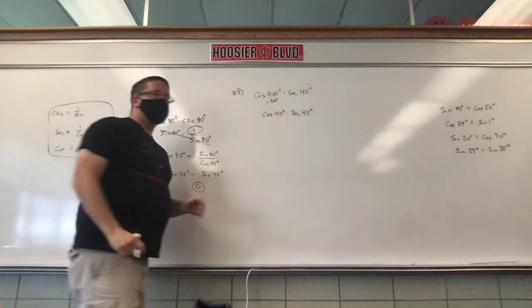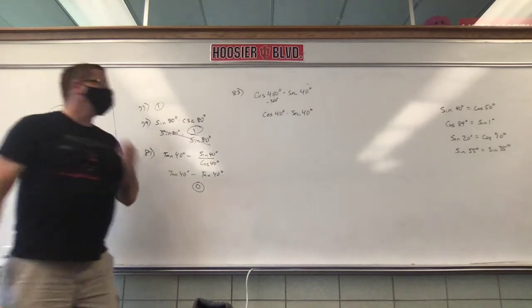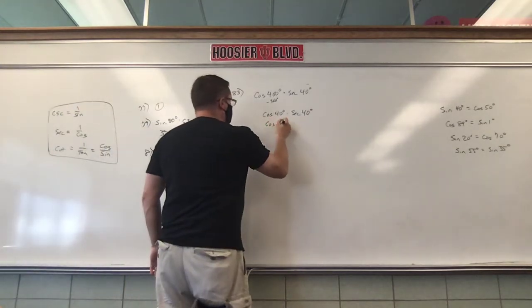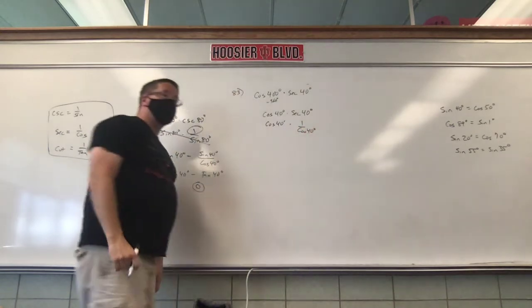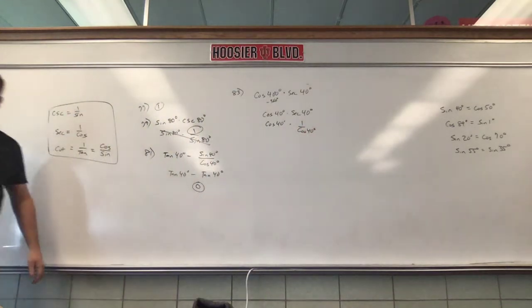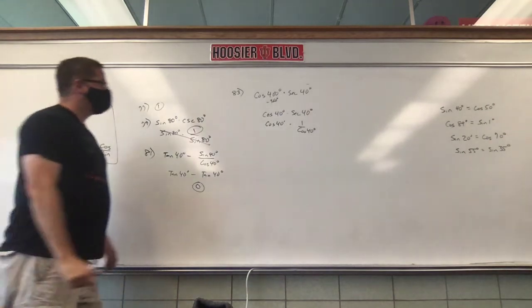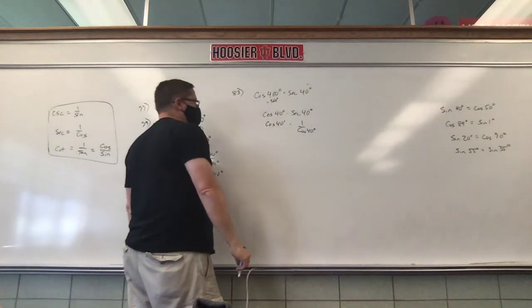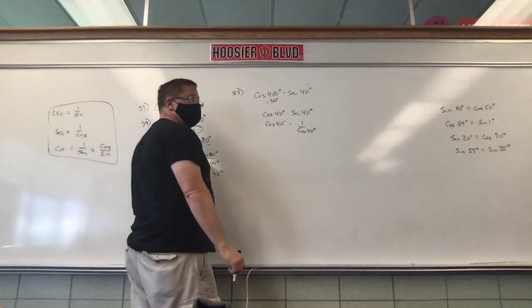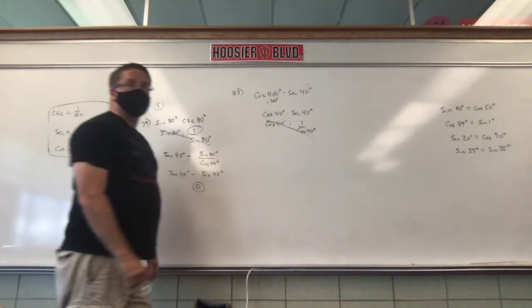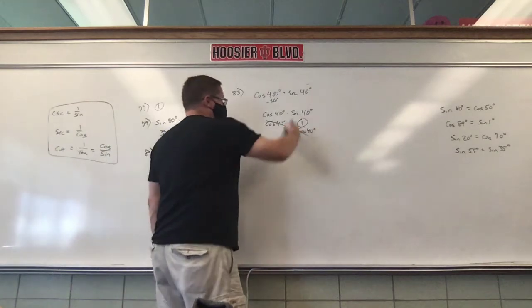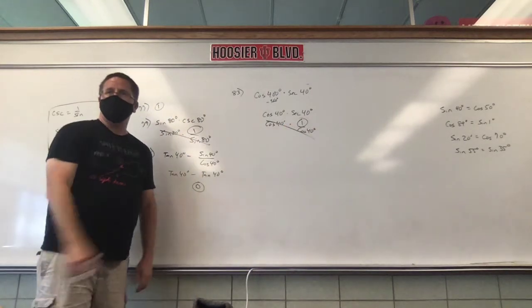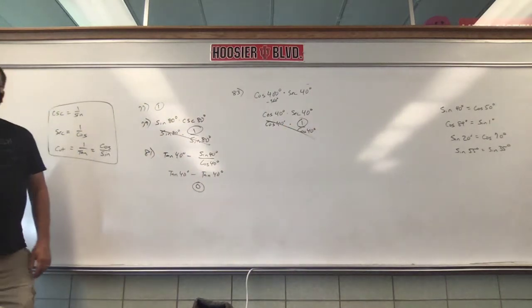And secant is just 1 over cosine. So cosine of 40 times 1 over cosine of 40. What's the answer? 1. Why? Because if you times something by its reciprocal, they cancel. Here's what Brayton said: cross them off. They cancel. I think I saw Brayton go like that. He didn't even say anything. I think he just slashed them off.